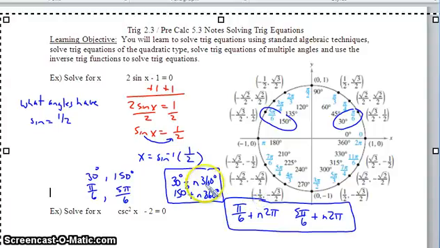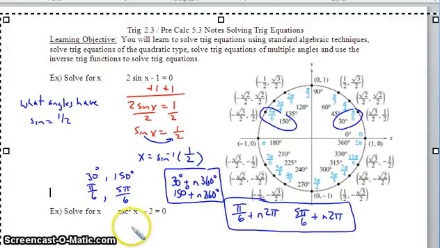So now you don't have to list out both of these answers. Just pay attention to whether your problem says give your answers in degrees or in radians. I believe the book is giving the answers in radians, so it's going to be important that you know how to do this. But just pay attention to what the problem asks.